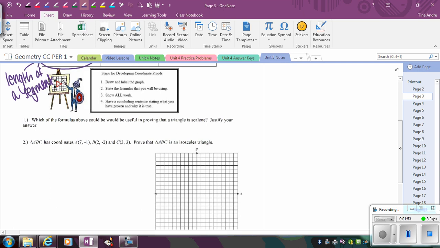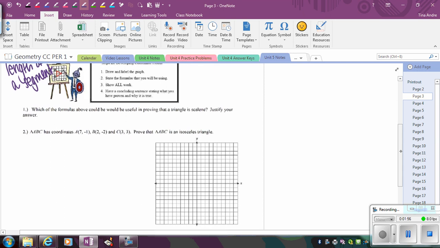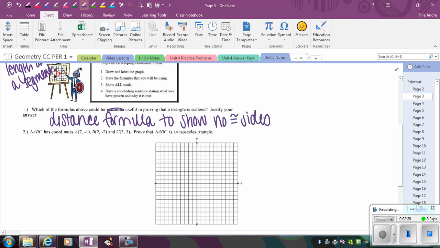So we're going to start off with graphing our triangle, but before I do that, let me bounce back up here. It says, which of the formulas above could be useful in proving that a triangle is scalene? Well, we've already talked about this. A scalene triangle has no equal sides, so you would want to use the distance formula to show no congruent sides.